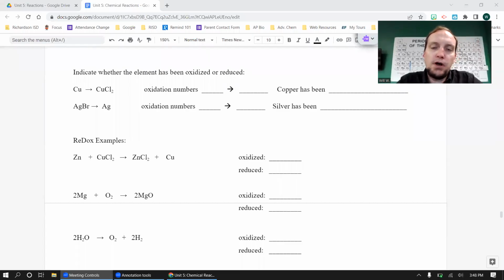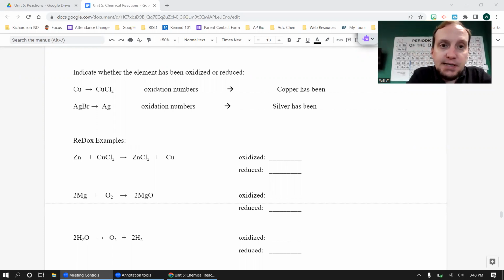Now that we understand what oxidation numbers are, how to assign them, and what it means when they change from the left to the right side of the reaction, whether it's oxidized, again, losing electrons, or whether it's reduced, which means gaining electrons, now what we need to do is actually practice doing this in a chemical reaction and then determining the whole point, which is to determine which one is losing the electrons and which one is gaining electrons in a chemical reaction. So here we have an example of copper making copper chloride.